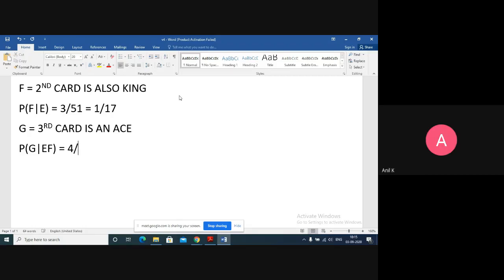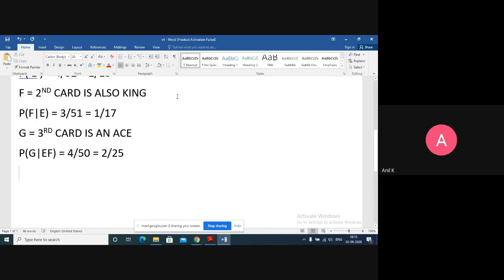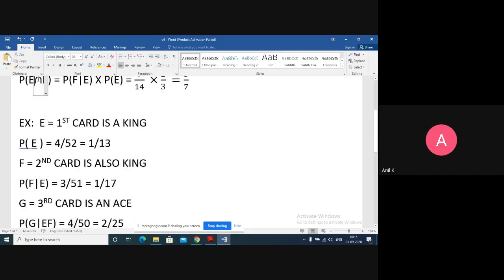Yes. In total you have 4 aces. I have not taken any ace in the first 2 attempts; I have taken only kings. So 4 out of 52, where already 2 cards are taken out, and I am going for the third card. So it will be 4 upon 50, or 2 upon 25. So the final answer will come from the intersection of all the 3 sets. So I'll go here.